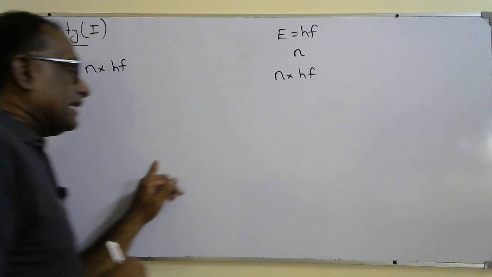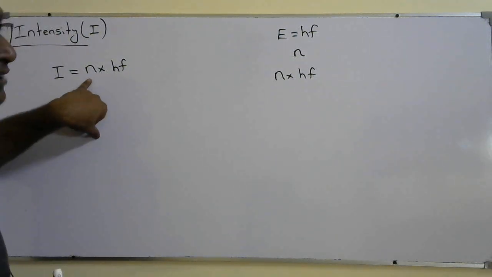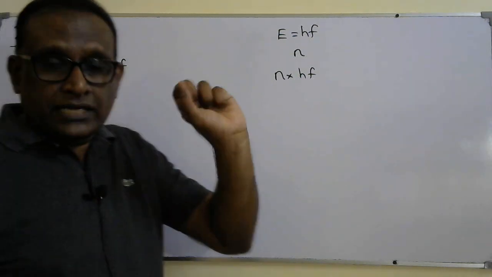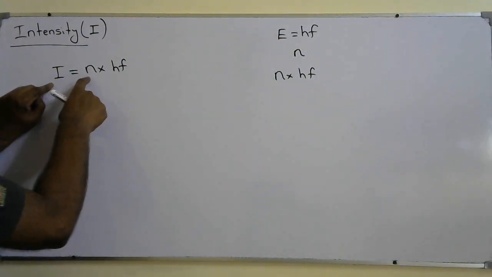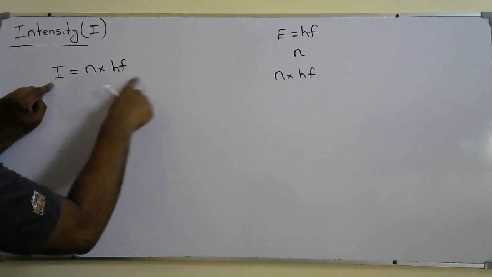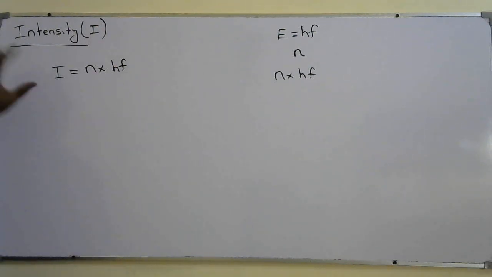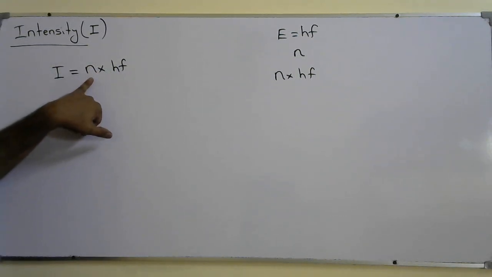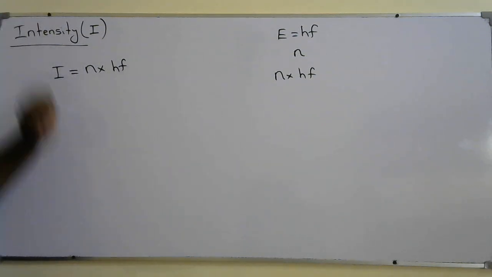But this is not a standard equation, but you can use it. But when you are using it, you have to define what is n. N is the number of photons passing through unit area per second. Then this is the total amount of energy passing through unit area per second, because energy is carried by the photons. So this is the equation for intensity in terms of energy of a photon and number of photons passing through unit area per second when we consider the photon model.